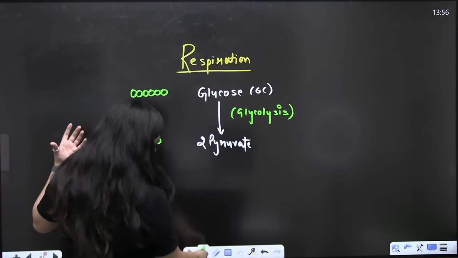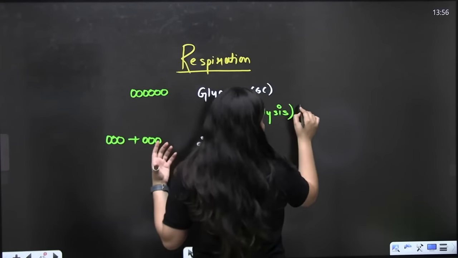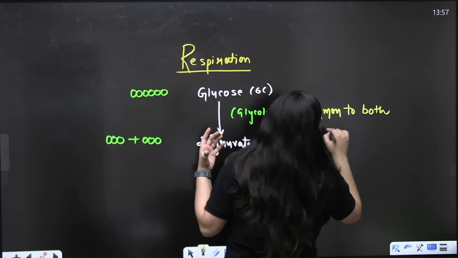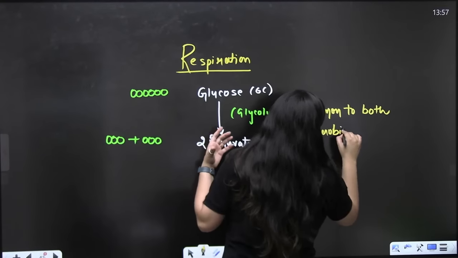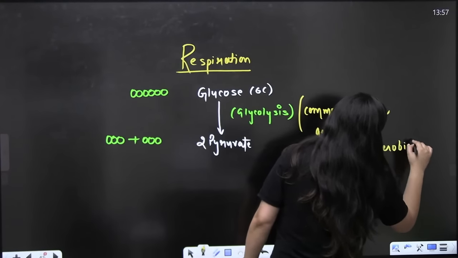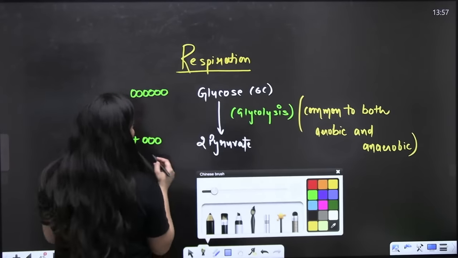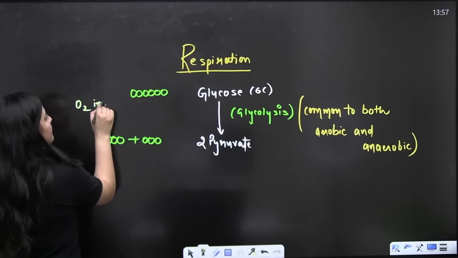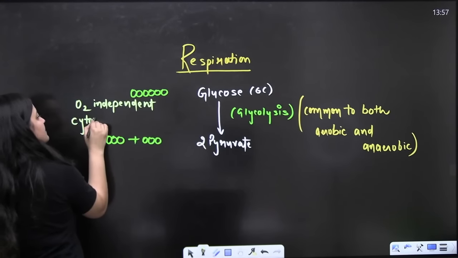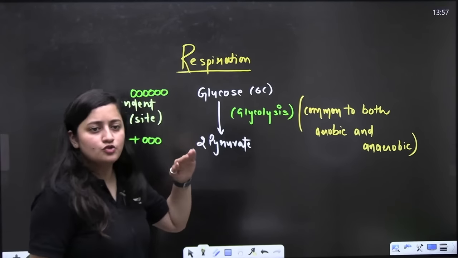So, here, as I said, we have glycolysis, the very first step of respiration, and it is common. Do you know that? It is common to both aerobic respiration as well as anaerobic respiration. Right? It is common to both. So, what we have to remember here in the case of glycolysis is that it is oxygen independent. It does not require oxygen. Secondly, the site is cytoplasm. The site where this process will occur is cytoplasm. Is that clear, everyone? Glucose to pyruvate will form.